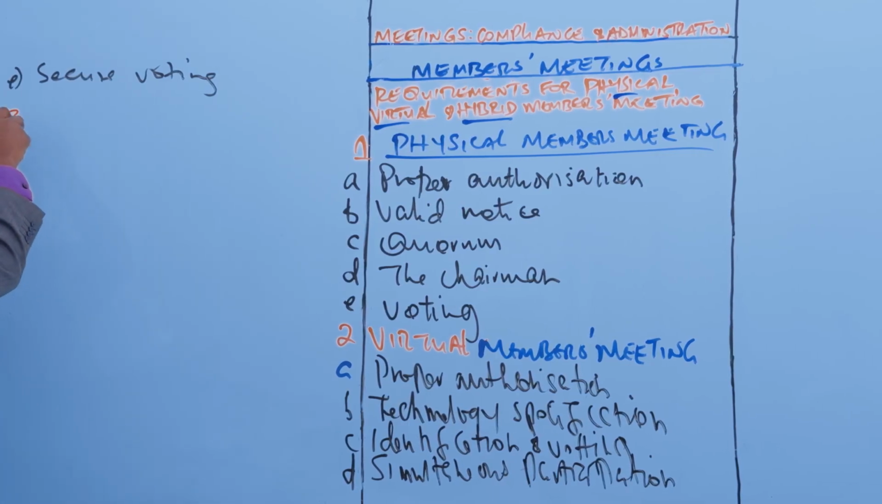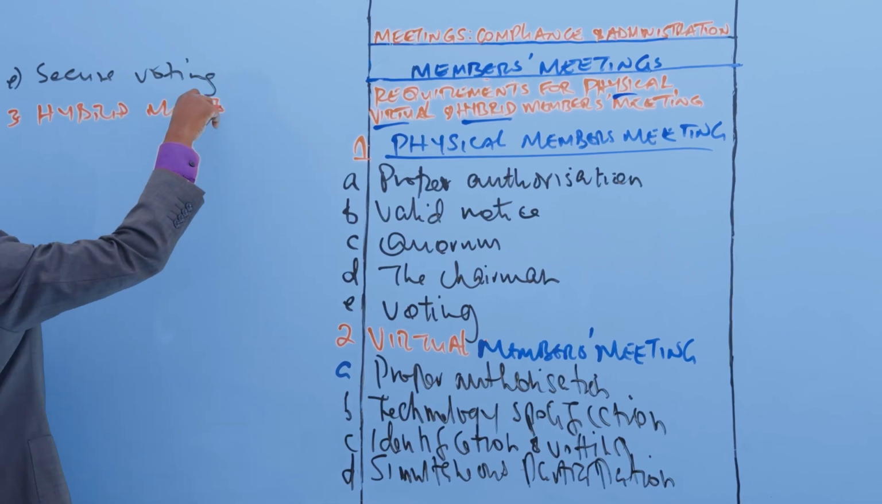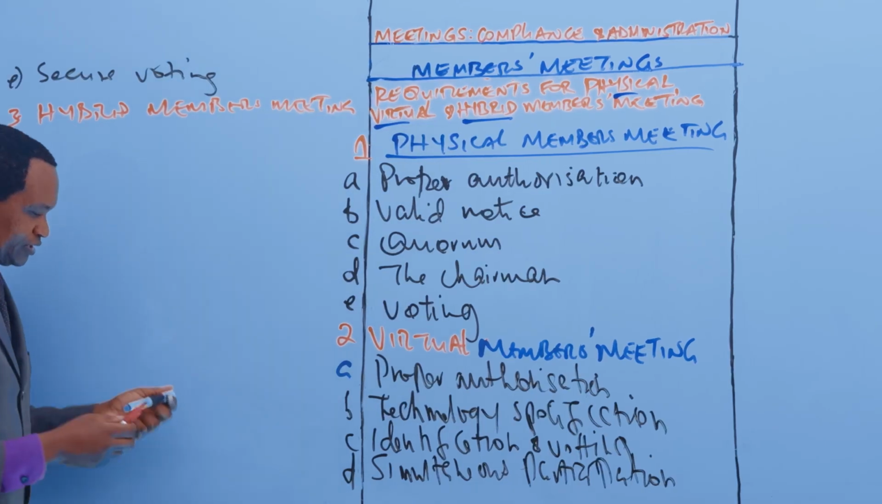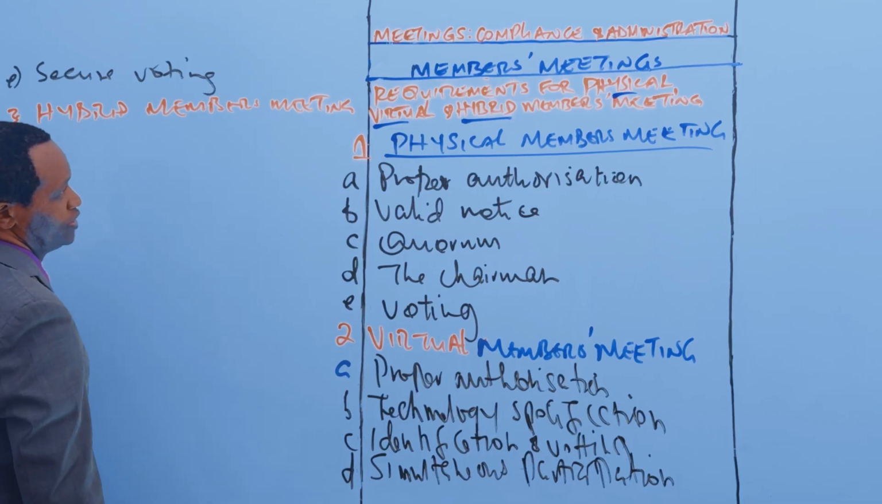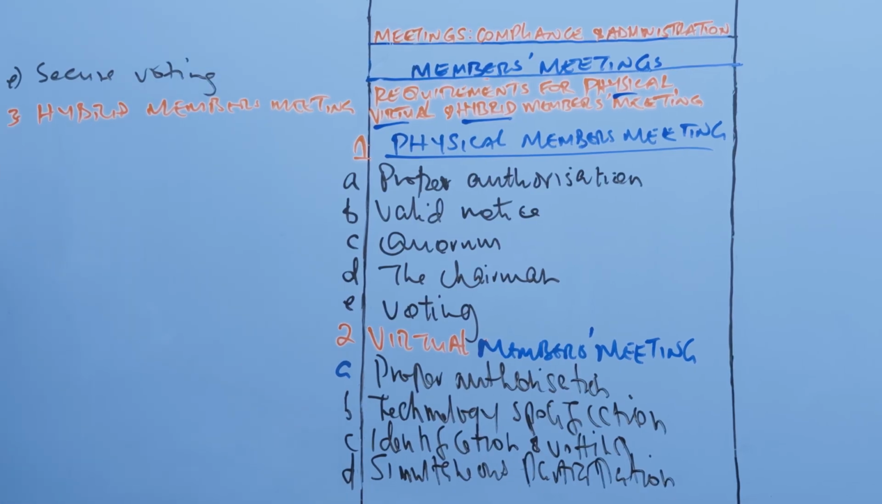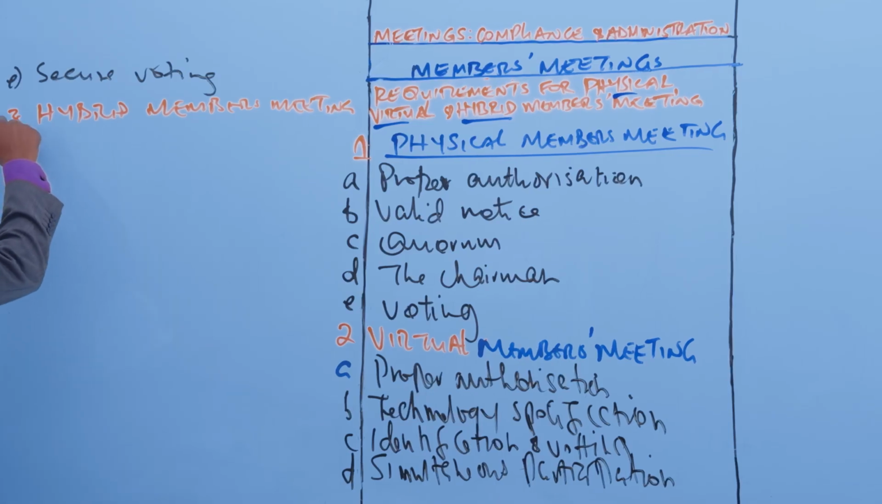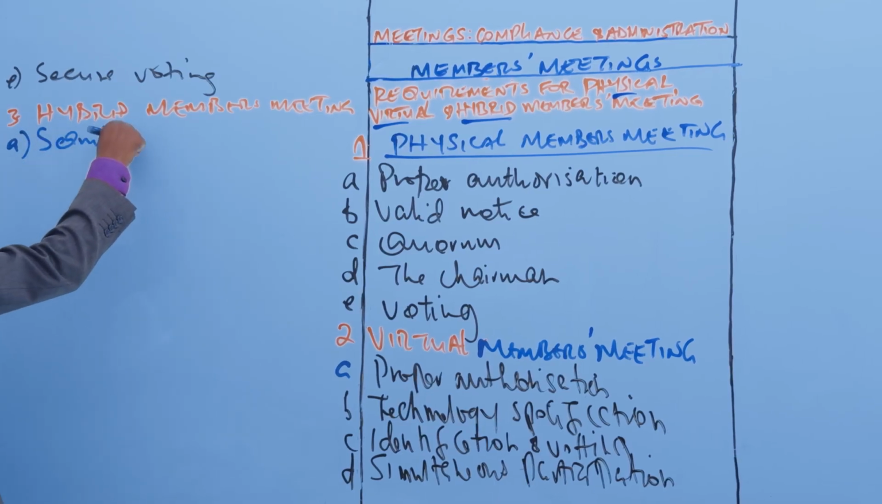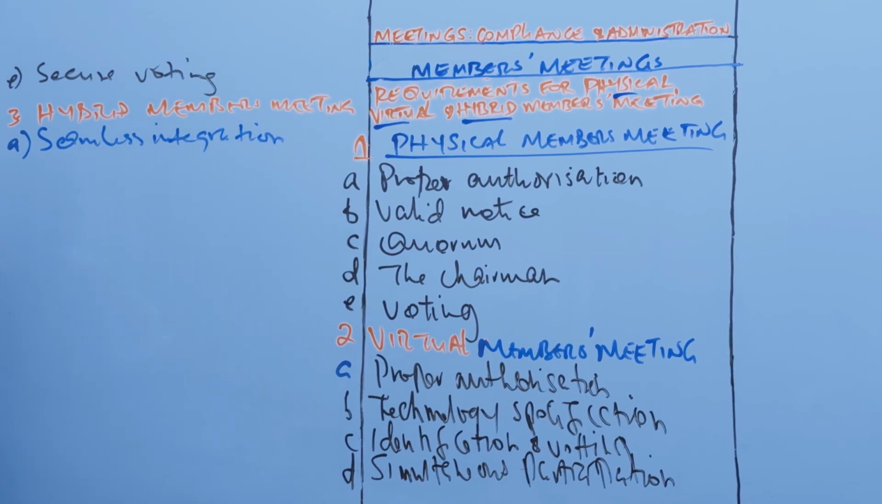Lastly, what are the requirements for holding a hybrid members meeting? What are the requirements? Now, this hybrid members meeting, as we discussed in our last session, is a dual access meeting where some members are in a physical room and others are online. So one requirement is seamless integration. There has to be seamless integration.